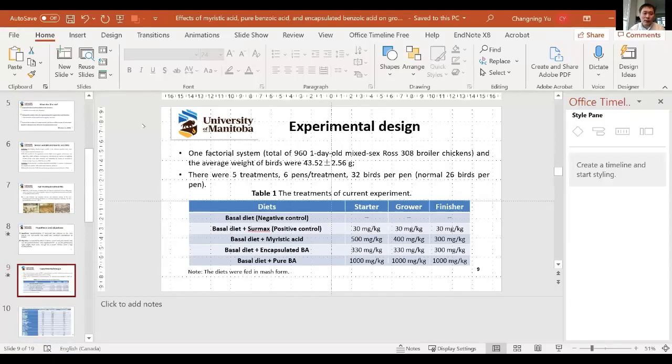Our experimental design: this animal trial was a one-factorial system. We have 960 birds, and the average weight of the bird was 43.52. We have 5 treatments. Each treatment has 6 pens. Each pen normally has 26 birds, but we use high stocking density, so we increase to 32 birds. We have 3 different phases: starter, grower, and finisher. At different phases, we will use different concentrations of the feed additive. We can see from the table.